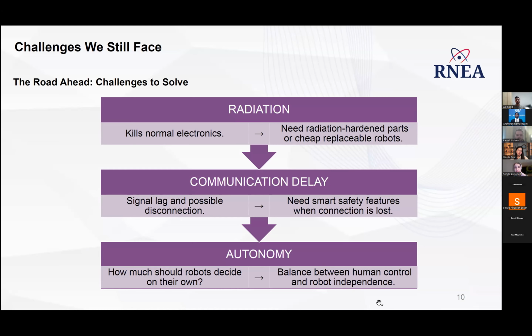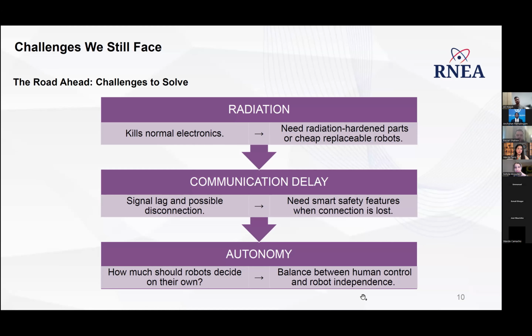The third thing is autonomy: how much the robot decides on its own. Should it wait for the human to send it what to do, or can it handle small problems by itself? These are the main problems that we are trying to solve and I'm working on.